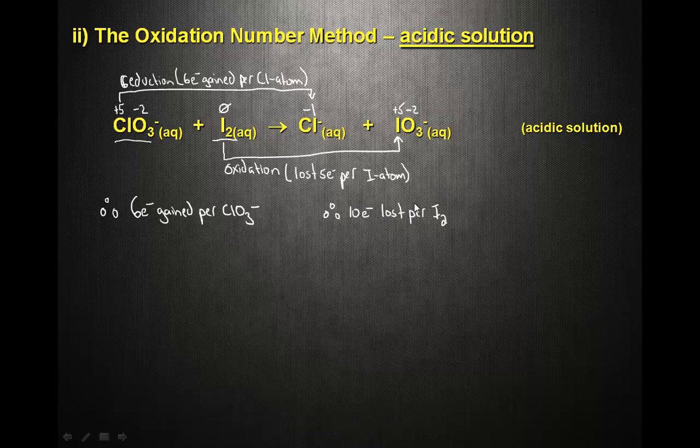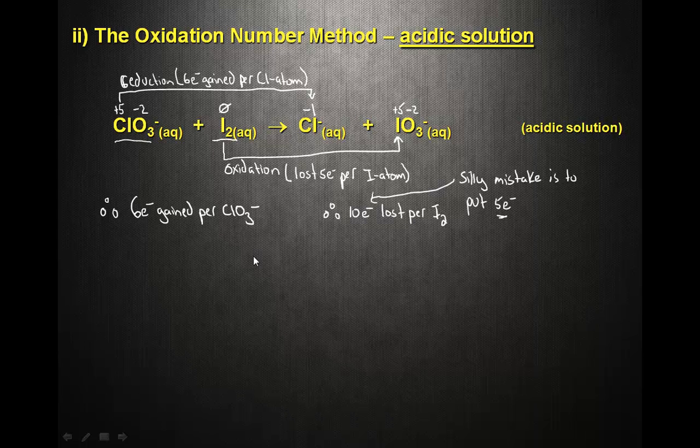And a silly mistake here, and it's very common for people to do this, is to put 5 electrons. Now that 5 electrons is just for one I atom, and since we have 2, I2 has lost 10.